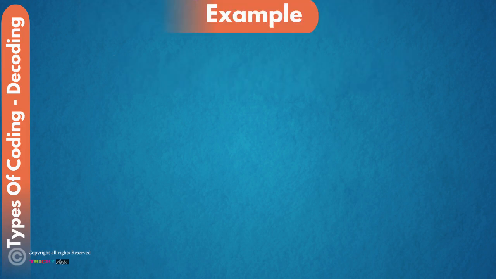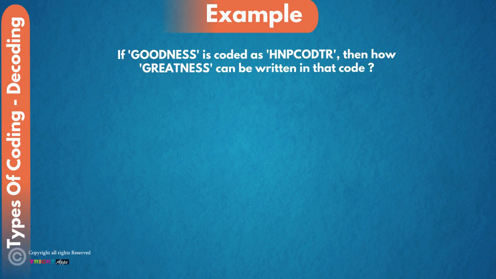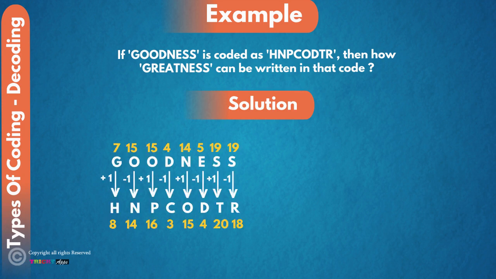Let us see an example. If goodness is coded as HNPCODTR, then how can greatness be written in that code? Let us see the solution. From the observation pattern, we can say that the letters of the word goodness are moved one step forward and one step backward alternatively to obtain the letters of the code HNPCODTR. So, let us apply the similar pattern to the word greatness.